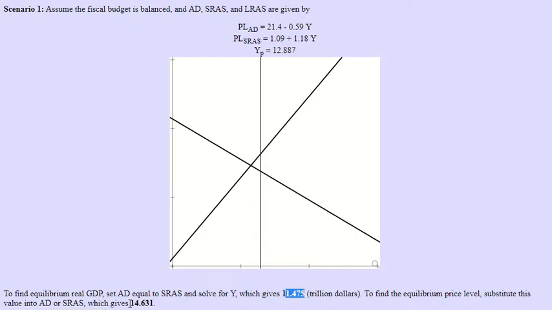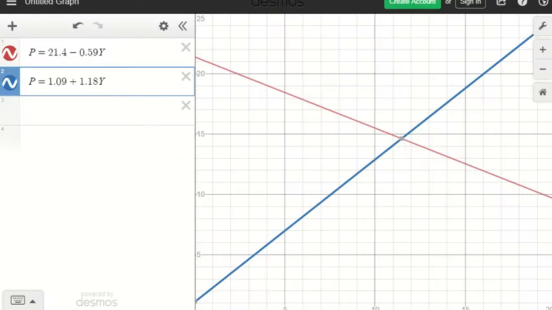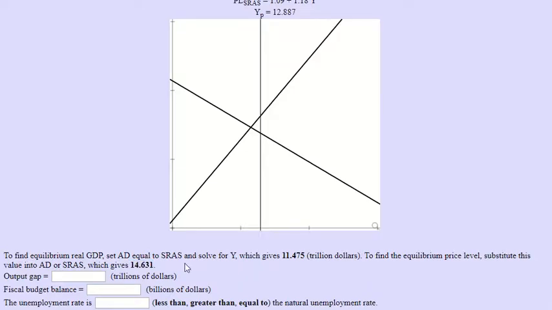11.475 and 14.631. Okay, the output gap is the difference between what real GDP is, in this case, 11.475, and what potential GDP is, what it should be if the economy were at full employment, if all resources are being fully utilized. So the output gap is that difference, right?